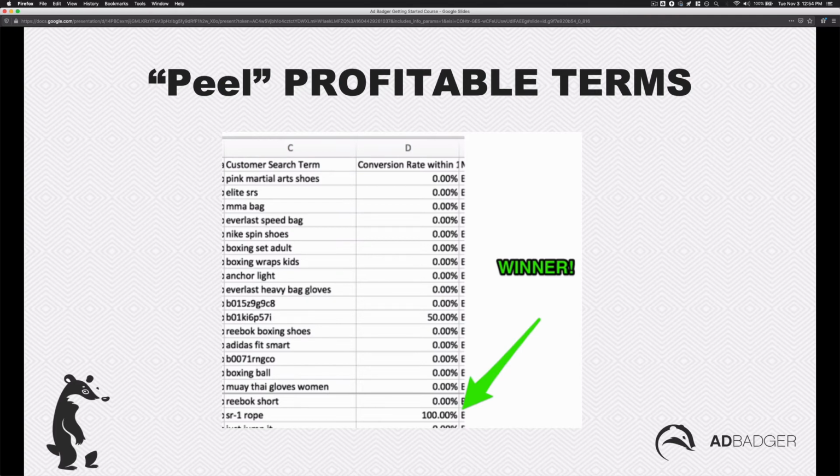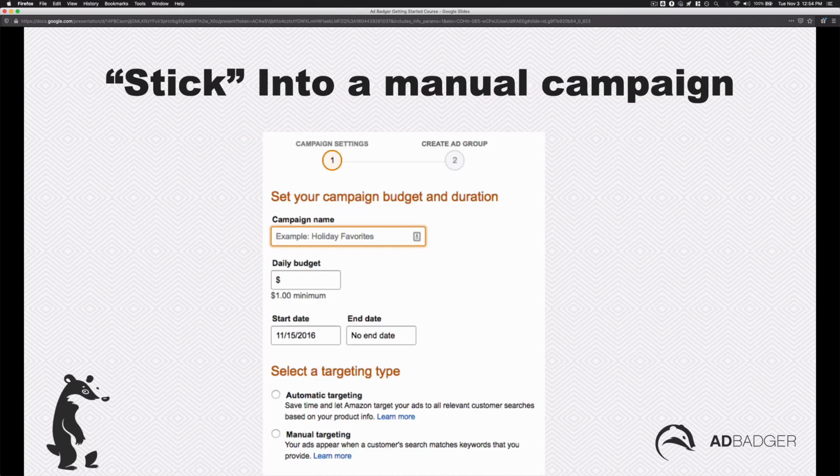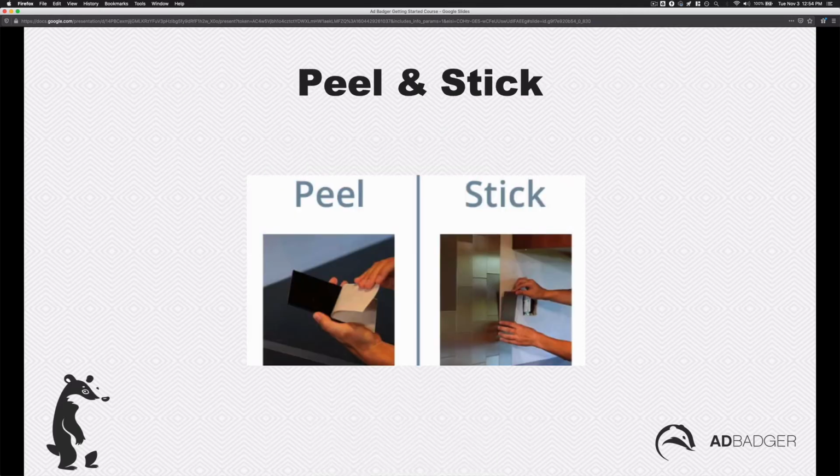You're peeling it out from the auto, and then you're sticking it into a manual campaign. Now again, this is a manual sponsored product campaign, and AdBadger will help you with a lot of this. So you're peeling it out from converting in the auto, and you're sticking it into that manual targeting. So we did our research in our research campaign, the automatic targeting campaign, and then we peel out the term that converts well and we stick it into a manual.